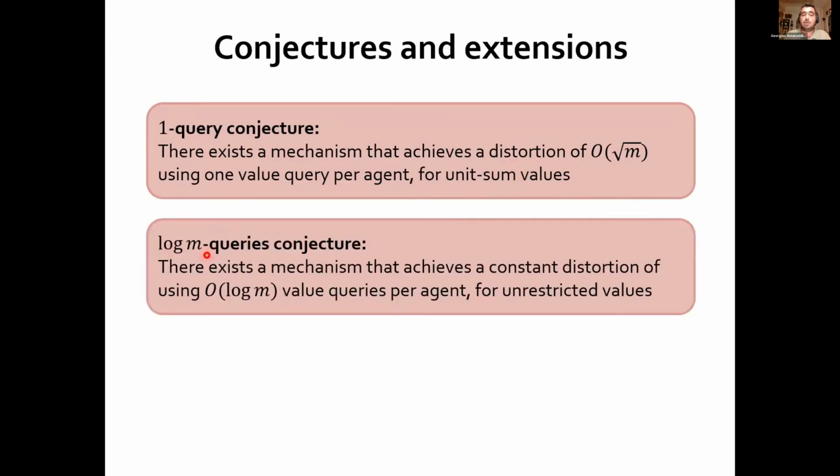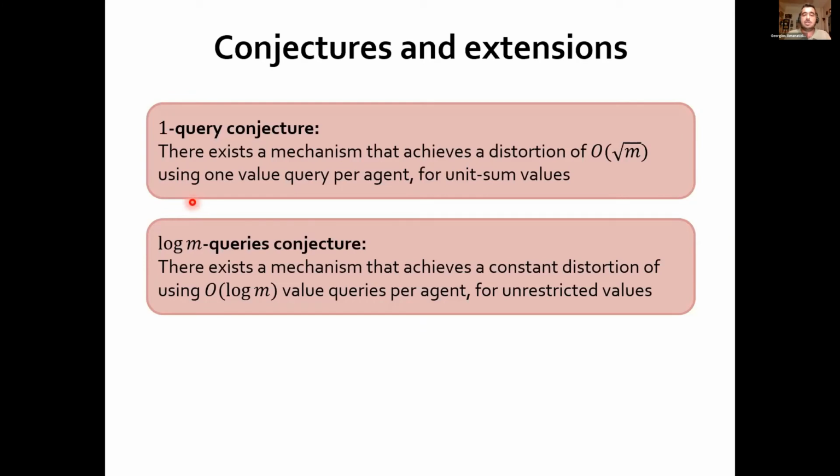And the log m queries conjecture states that even for unrestricted values, we can achieve constant distortion just with a logarithmic number of value queries. So, if you ask me which one I believe is stronger, I would say the second one. I would be very surprised if we really need more than log m queries for achieving constant distortion. But I think both are excellent problems, definitely non-trivial.